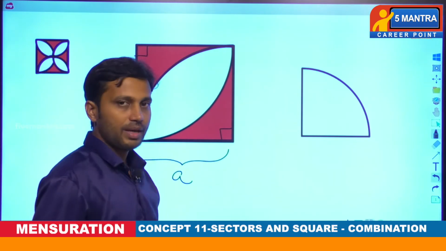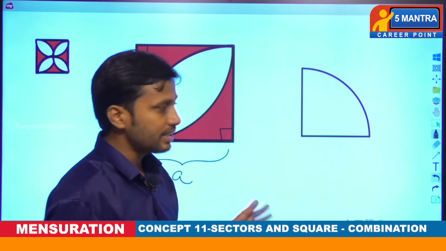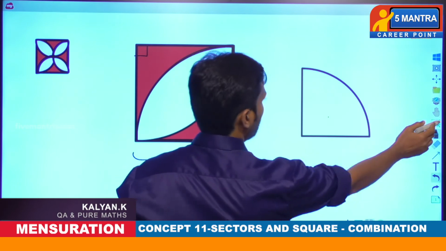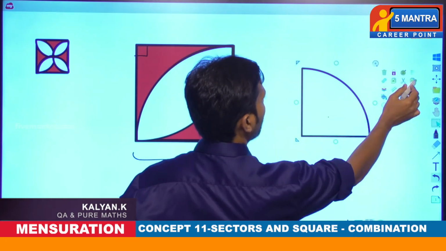If you carefully observe this, here also we got an overlapped region. How did we get it? Just see. I will show you practically how it happened. Now just look at this.